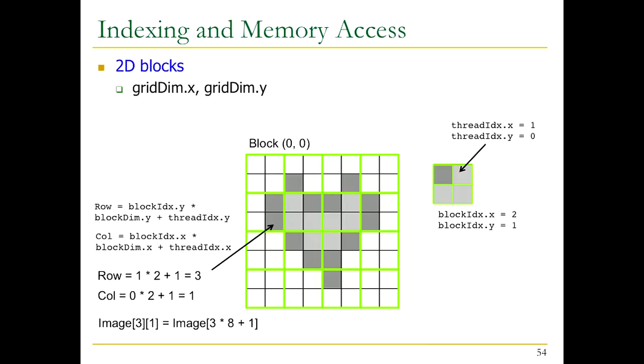So it's simple, right? Okay. So these are the built-in variables that the programmer needs to use in the code when you want to access some particular data element from some particular thread in some particular thread block.